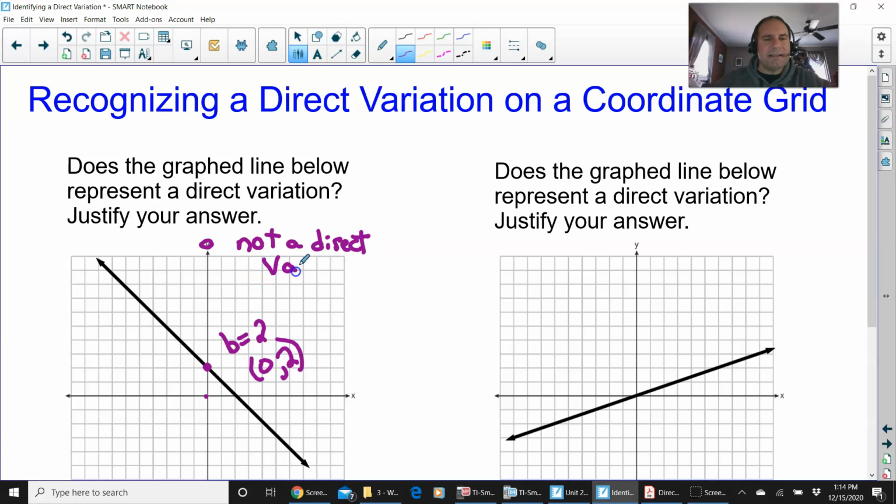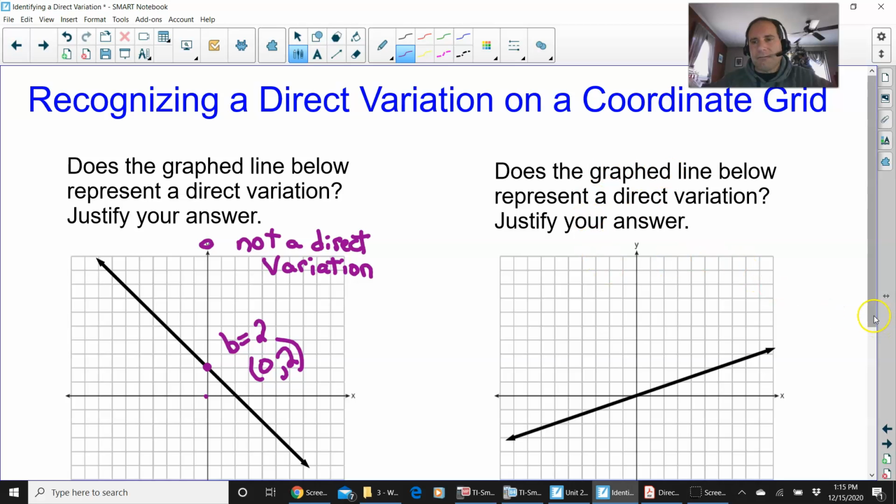And the reason why it's not a direct variation is simply because this linear function does not cross at the 0, 0, the origin. It crosses at a y-intercept of 2. It has a y-intercept of 2. It crosses that y-axis at 0, 2.